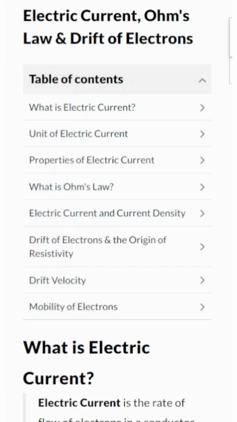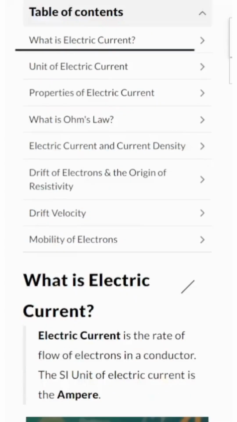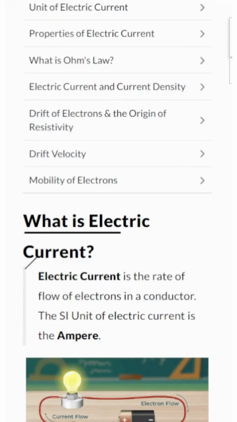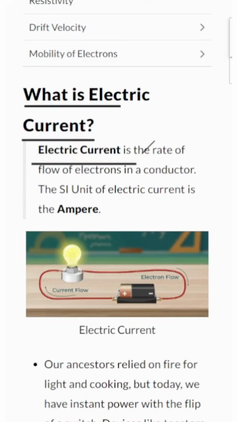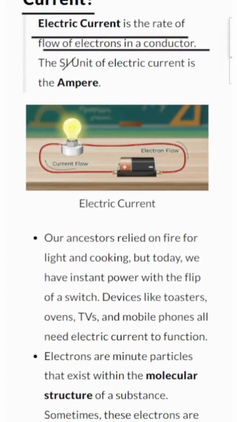But before we venture into the realm of electrons and circuits, let's begin with the fundamental question. What precisely is electric current? Electric current is the rate of flow of electrons in a conductor. In other words, it's the movement of tiny particles called electrons through a material that can conduct electricity. The SI unit of electric current is the ampere.